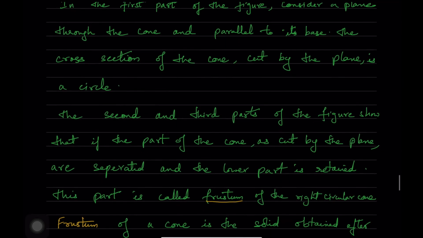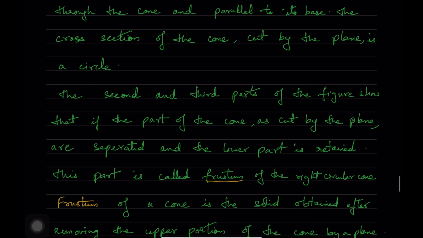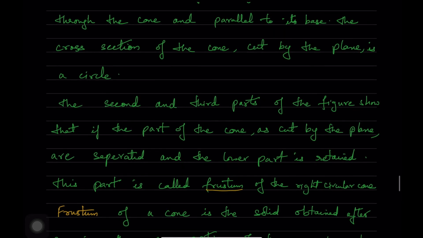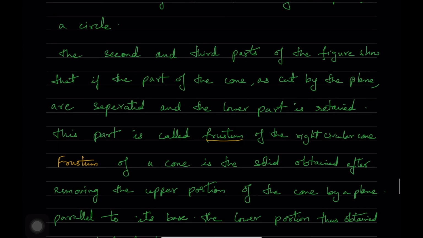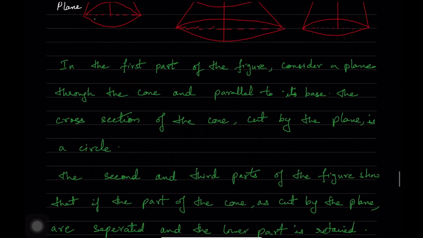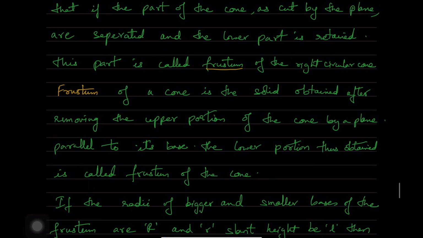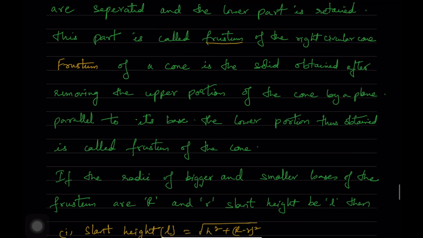The second and third parts of the figure show that if the part of the cone cut by the plane is separated and the lower part is retained, this part is called the frustum of the right circular cone. So this lower part, where it is cut by this white line, is nothing but the frustum. You can see in the third figure because it's cut out over there. Now frustum of a cone is a solid obtained after removing the upper portion of the cone by a plane parallel to its base. The lower portion thus obtained is called frustum of the cone.